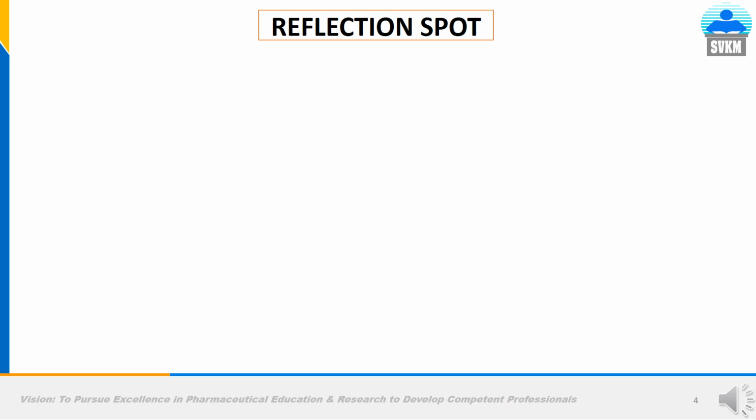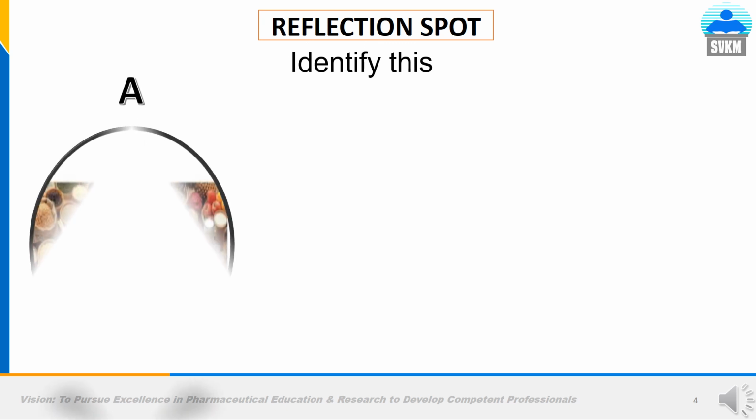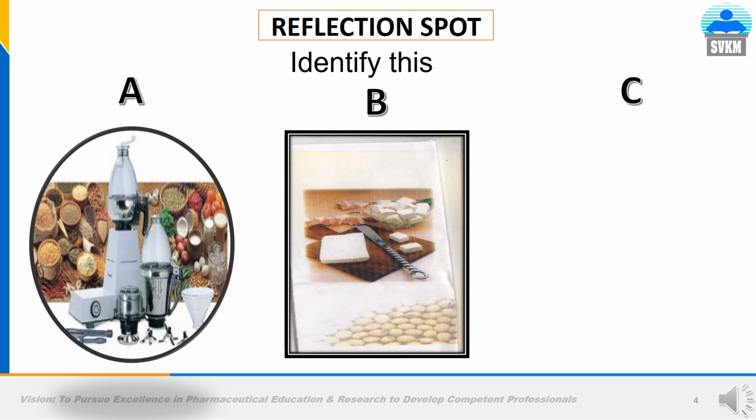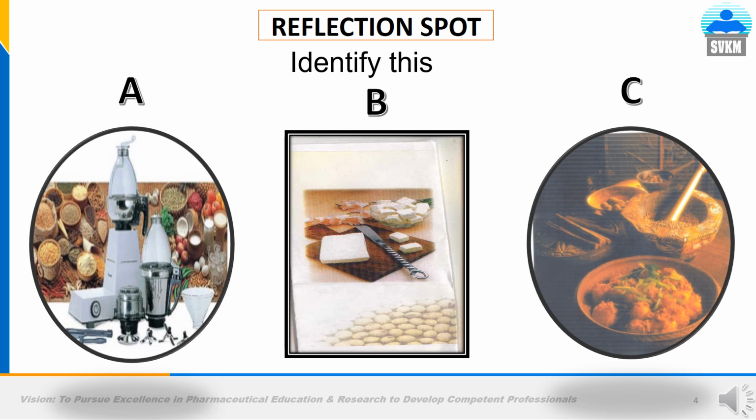Before starting size reduction, there is a reflection spot. Just identify the pictures mentioned here. Picture A indicates a mixer. Picture B indicates a chopper. And picture C indicates a mortar and pestle. Now pause the video and think about these pictures, which are used in our kitchen in our day-to-day life. From the pictures, we get a little bit of an idea about size reduction.